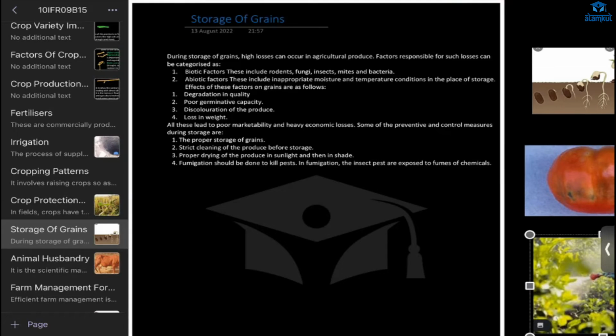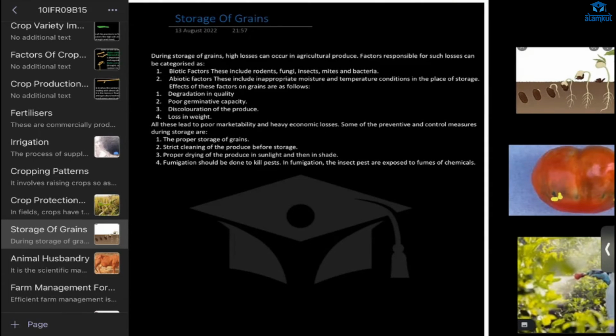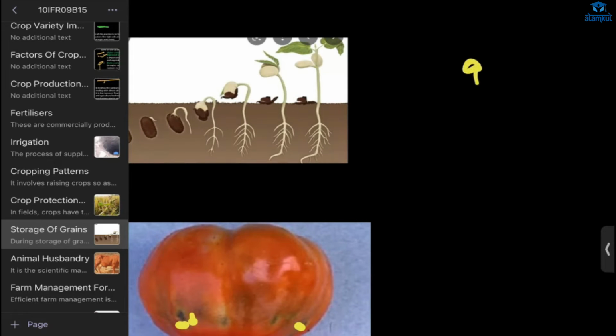Yes, I didn't know that. And discoloration, like in the tomato, you can see discoloration is happening. And then poor germinative property. What is that? What is germination?